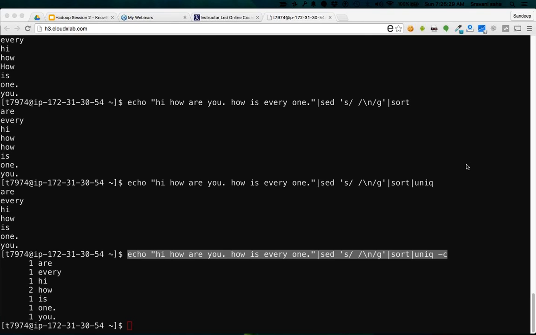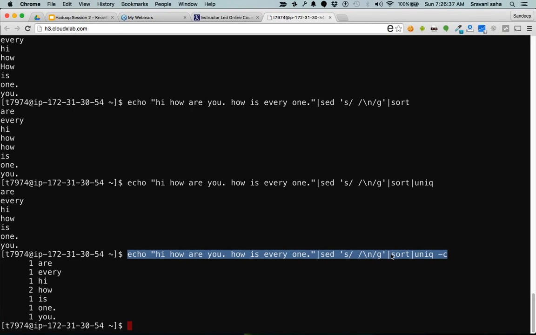Can you name those commands, please? Those who are saying other than four, what are those five commands, please? No. So minus c is not a command. It is just an option which we are providing to unique. Minus c is not a command.